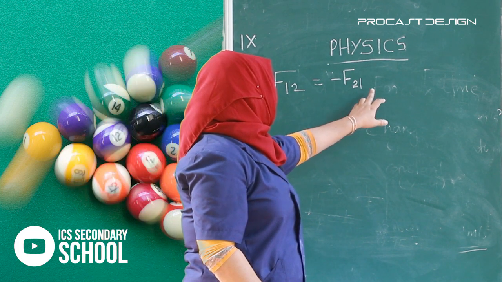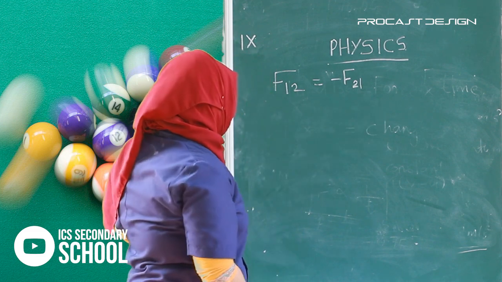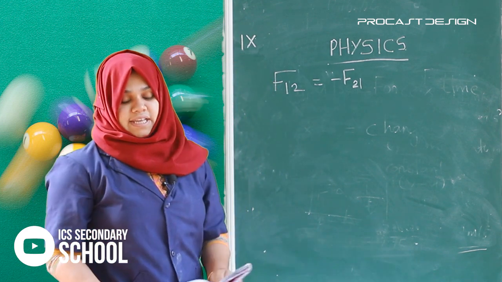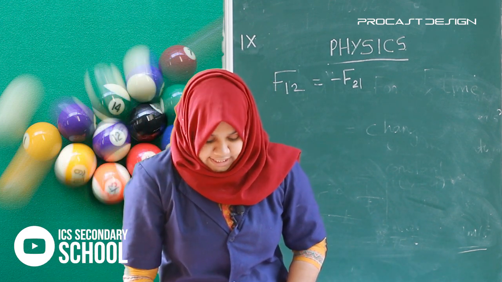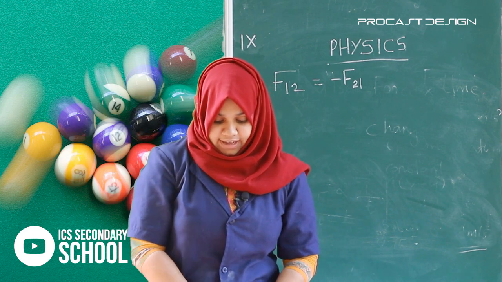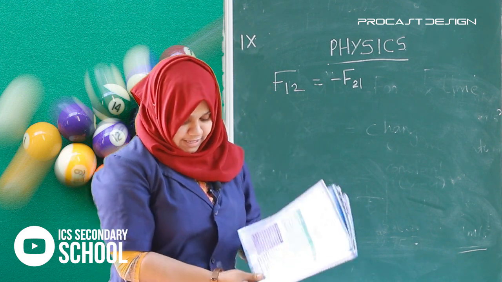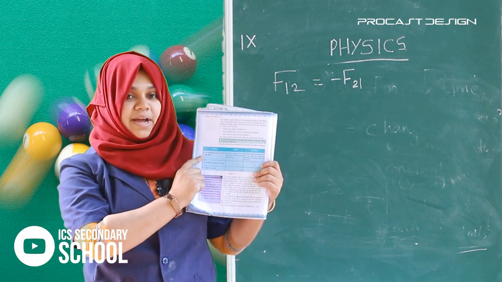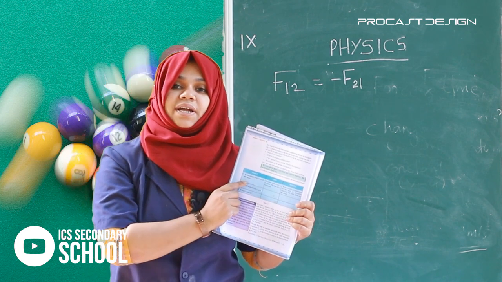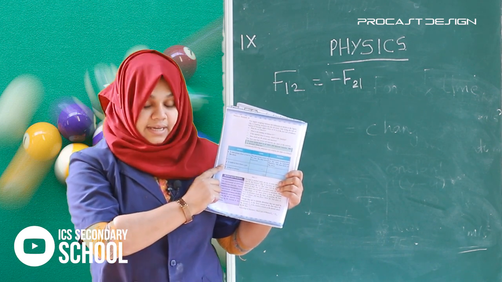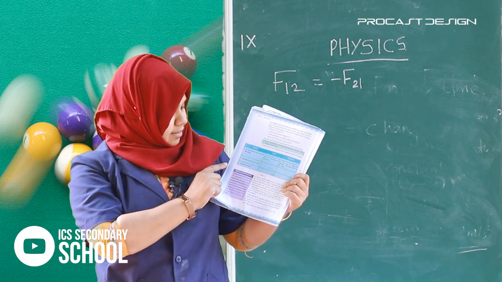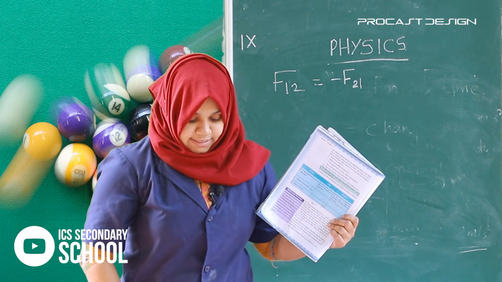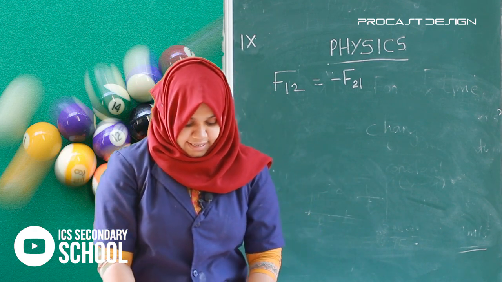F21 is the force exerted by the second object on the first object. So we can write F12 is equal to minus F21. Then find out the objects which supply the reaction in every activity. In the first situation, the reaction is supplied by the boat. In the second situation, the reaction is supplied by water. In the third situation, the reaction is supplied by the bullet. In the fourth situation, the reaction is supplied by water. Yes, like that.